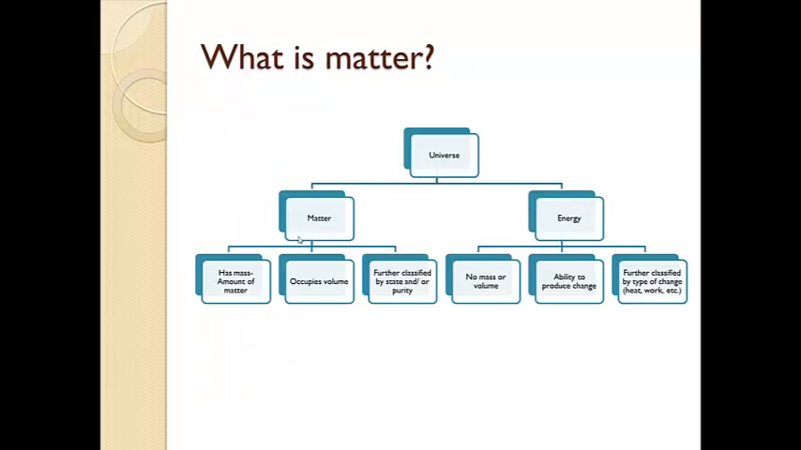Everything in the universe can be broken into two categories, matter and energy. Matter has mass, which is the amount of matter, and occupies volume, which is space. We can further classify it by looking at what physical state it's in and how pure it is. Energy, however, has no mass or volume. It has the ability to produce change, and it can also be classified further, but this time with heat and work and things along those lines.